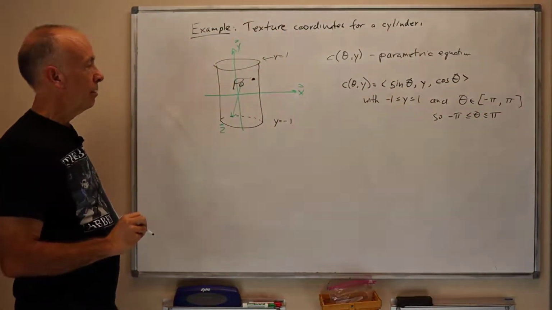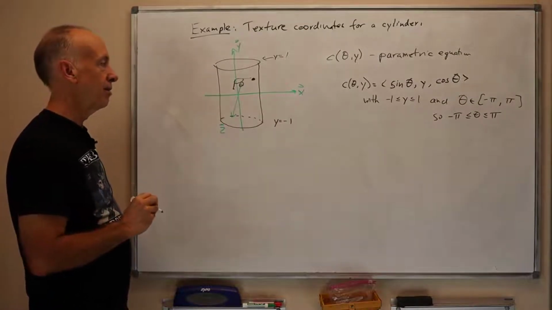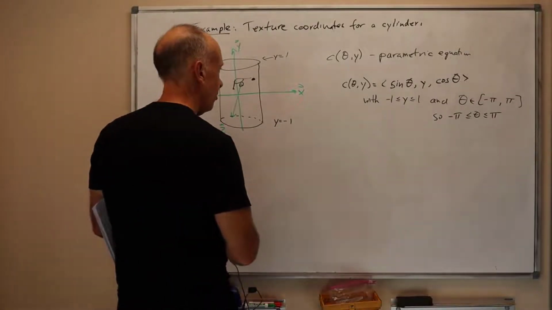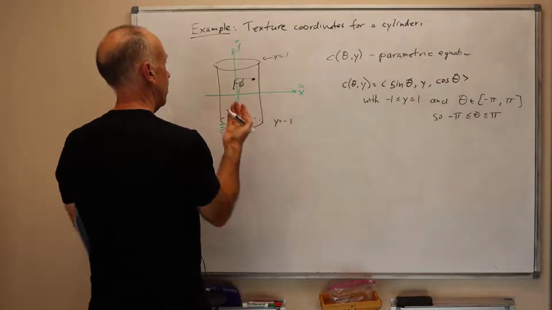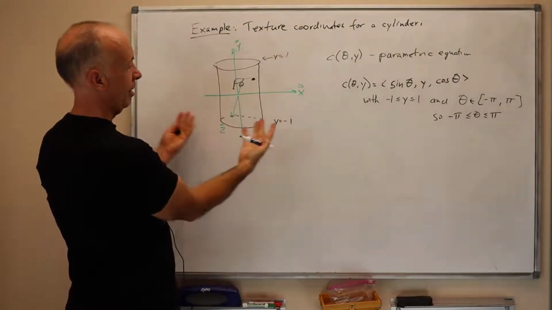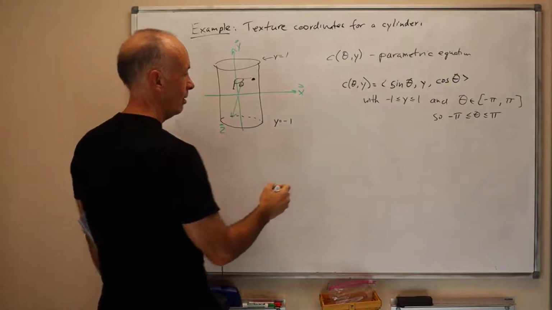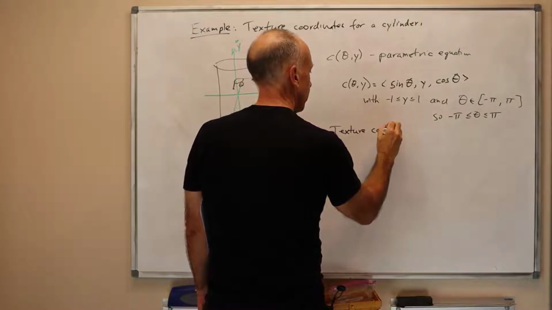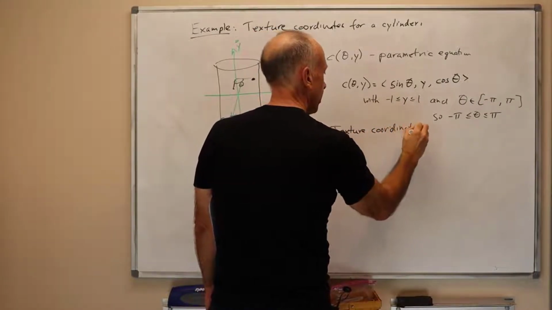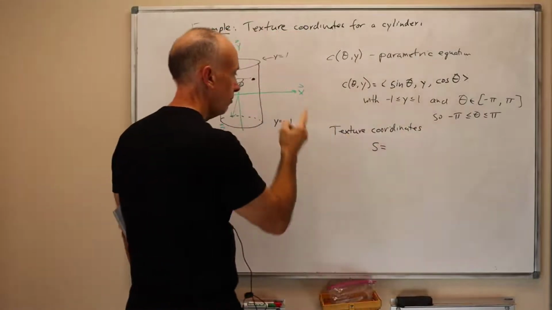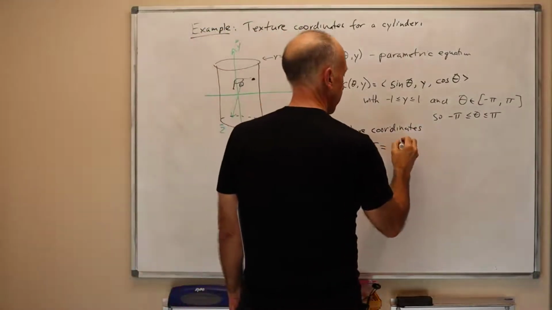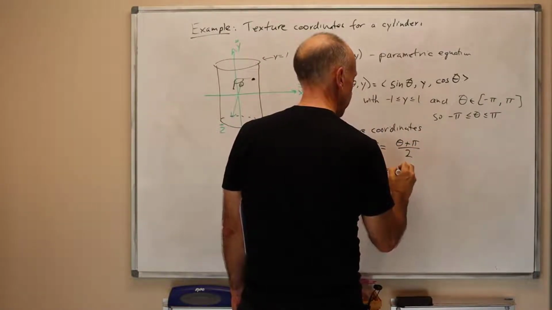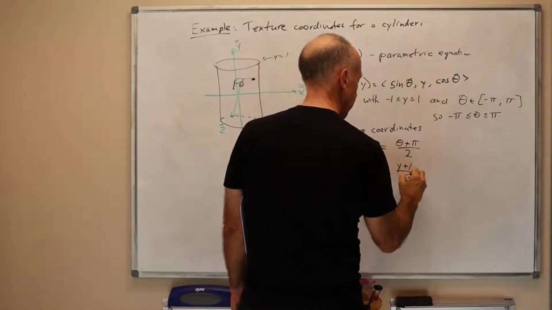So here I've done the coordinates of the points on the cylinder, and now I'd like to talk about the texture coordinates. Again, I want to think of unwrapping, cutting the cylinder open in the back and flattening it out into a rectangular image. The texture coordinates will be functions of y and theta, and I'll use s, which is going from left to right, will be theta plus pi over 2, and t will be y plus 1 over 2.